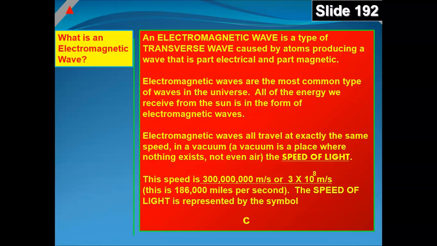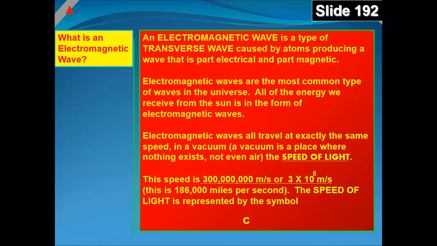All of the energy we receive from the sun is in the form of electromagnetic waves. Electromagnetic waves all travel at exactly the same speed in a vacuum, and that's the speed of light. A vacuum, by the way, is a place where nothing exists, not even air. So all electromagnetic waves travel at that speed, the speed of light. The speed of light is 300 million meters per second, which is 186,000 miles per second. To put that into perspective, that's 7.5 times around the Earth in 1 second.